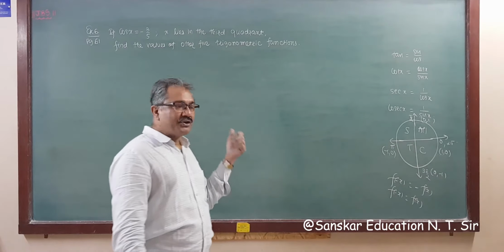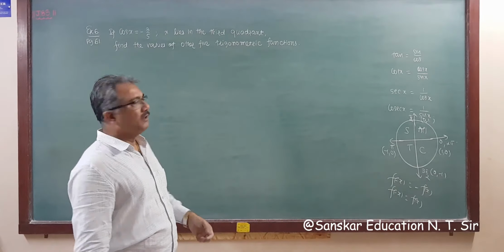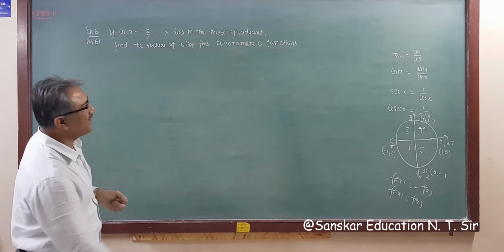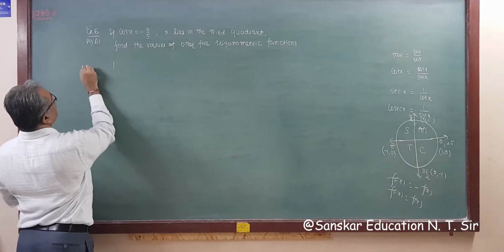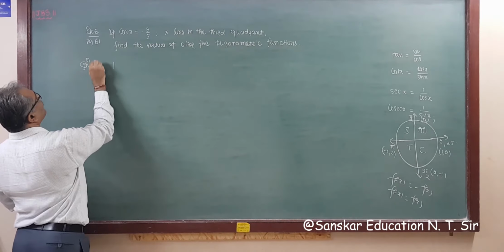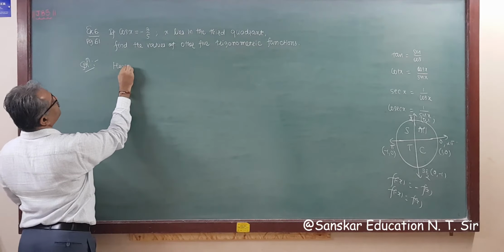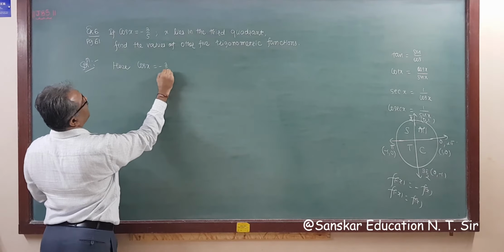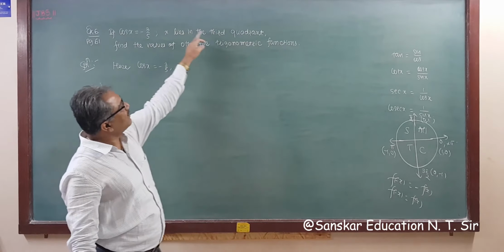Okay. So now using all this knowledge, we have to solve examples. It is given cos x is minus 3 by 5. So here for the solution, cos x is equal to minus 3 by 5, and x lies in the third quadrant.